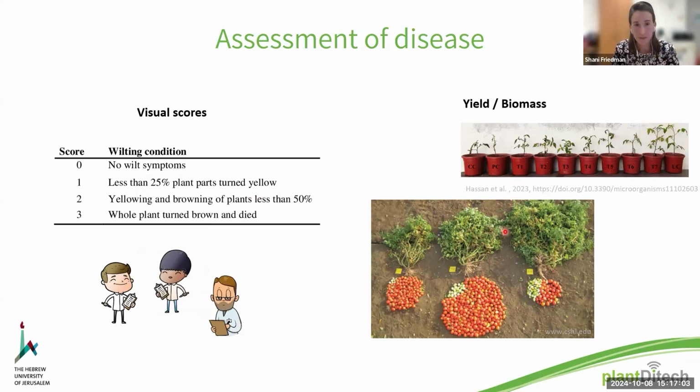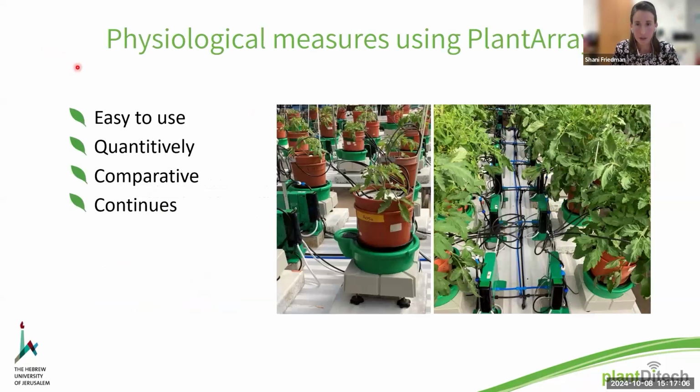We want to offer a third option, using the Plantarray system to assess the disease. By definition, disease is an impairment of the normal state of a plant that interrupts or modifies its vital functions. We have a tool that can continuously monitor vital functions of a plant. This includes biomass of the plant, transpiration, the water loss, nutrient use efficiency, stomatal conductance, root activity. It's easy to use. It's quantitative and objective. It's comparative. We can have control and infected plants simultaneously on the system, and it's continuous. From day 1, we can follow the disease.